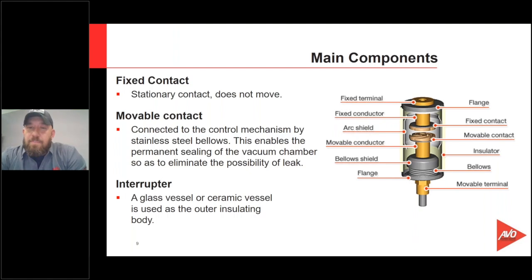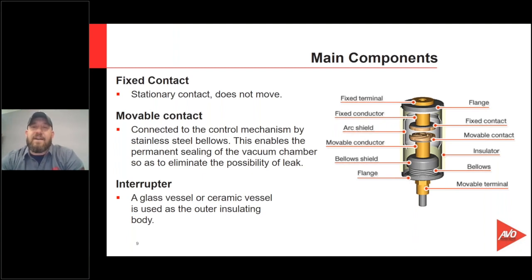Another portion that I want to point out on this particular slide here is that arc shield. Okay, that arc shield is critical because when those contacts open up, metallic plasma ions are going to be created inside that bottle. So we've got metallic ions that are exploding inside of this bottle, and we need to control that generation.